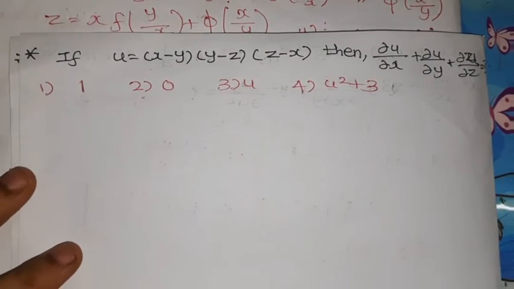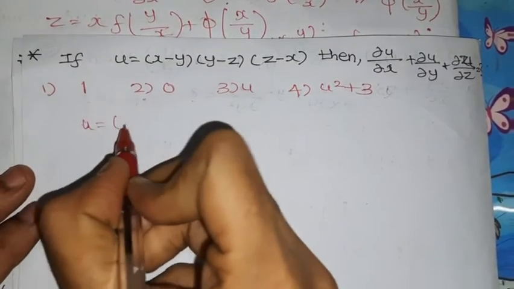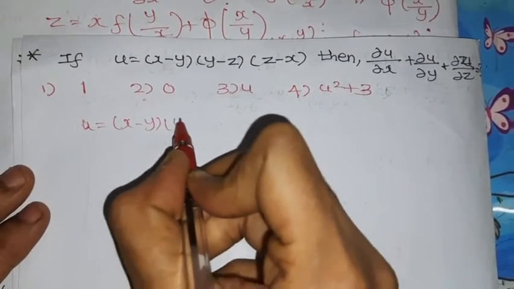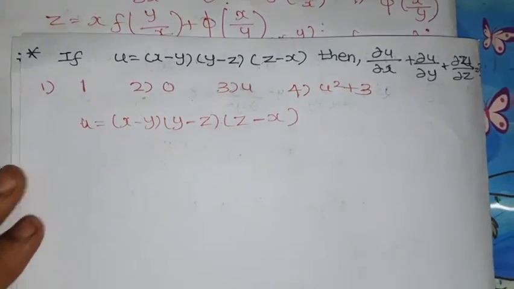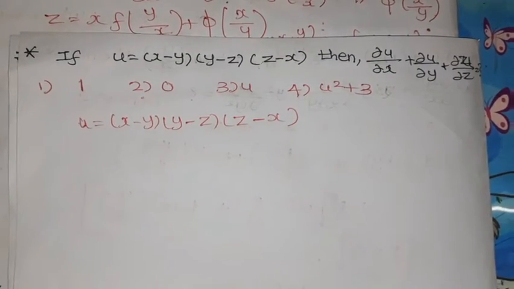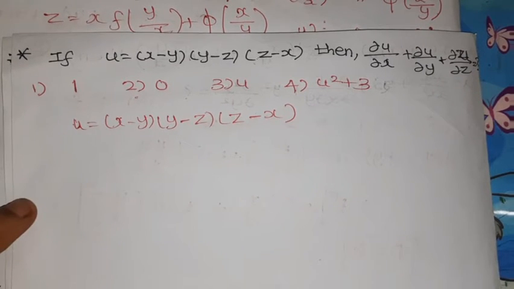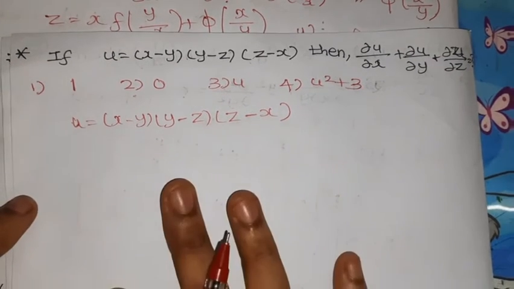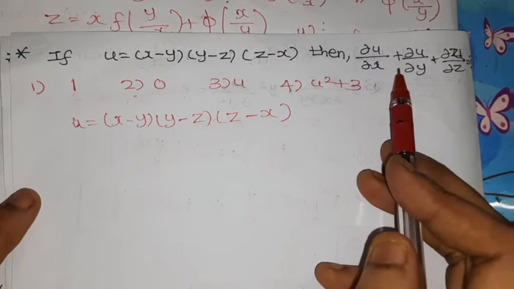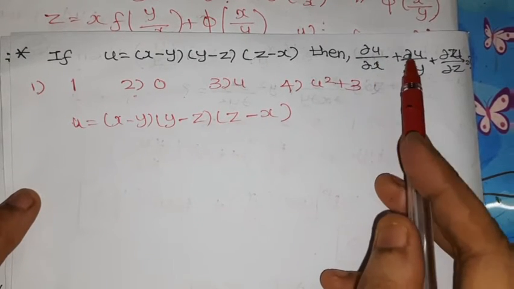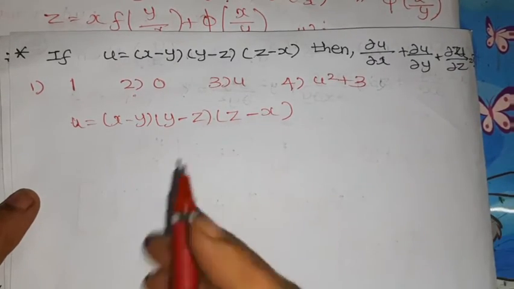We'll move on to the next problem. U is given as the function (x minus y) into (y minus z) into (z minus x). It does not depend on Euler's theorem. This is general partial derivatives. A few problems related to partial derivatives, so we can solve this. Then what we need to do? Find ∂u/∂x, then find ∂u/∂y and ∂u/∂z, then we need to add all of those.